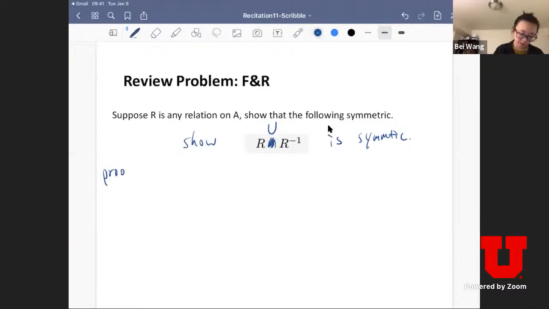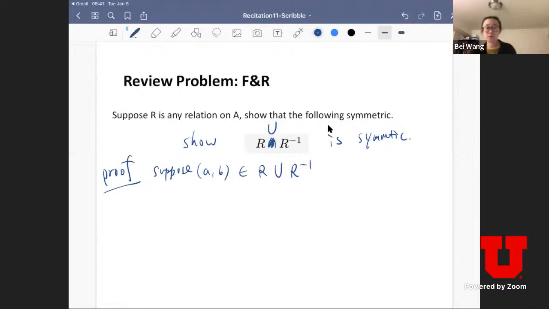So again, this is where you can pause the video and try to solve it on your own, okay? So suppose A and B is part of the union of these two sets of relations. We want to show that BA is also in this relation. So that is the symmetric situation.